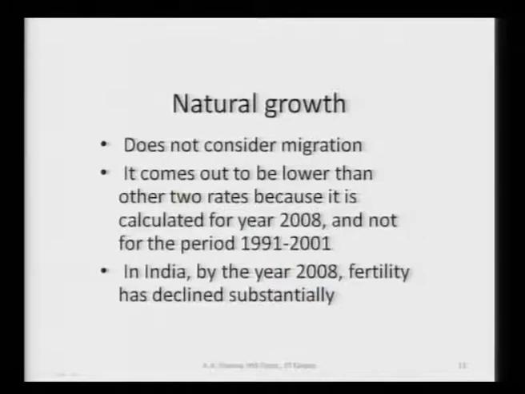So, when you calculate natural growth rate, which is based on birth rate and death rate for year 2008, when fertility has declined substantially, then obviously you will get a lower growth rate. But this natural growth rate is a much more realistic representation of what is happening in India today as compared to decadal growth rate or exponential growth rate.